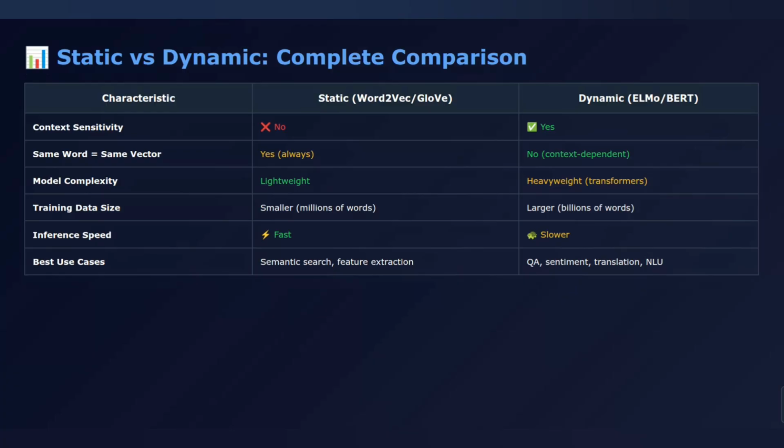Training data? Static models need millions of words. Dynamic models are typically trained on billions of words from the internet. Inference speed? Static is lightning fast, just a lookup. Dynamic is slower because it needs to process the full context. Use cases? Use static for basic semantic search and feature extraction. Use dynamic for complex tasks like question answering, sentiment analysis, and language understanding.